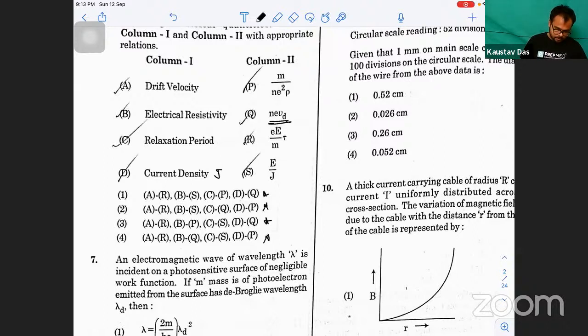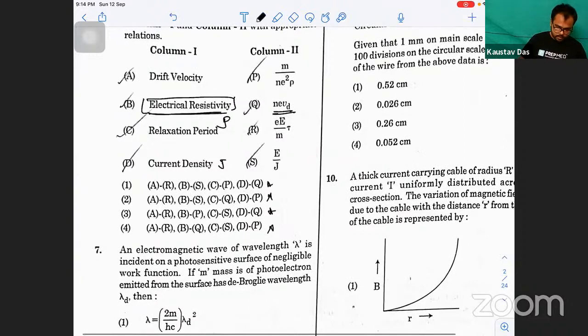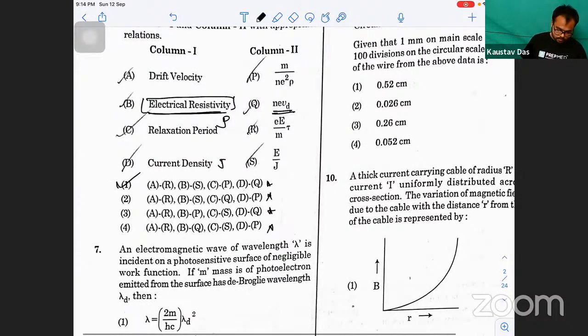Then after that, we have the electrical resistivity, and the value of the electrical resistivity, that is rho, I have told you in the expressions, is m by n squared tau. You can express this. So here, as per our conjecture, the answer is going to be option number 1. Okay, so option number 1 is the correct answer as per our conjecture.